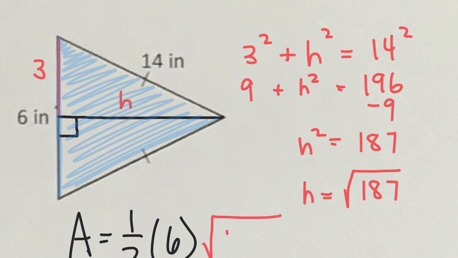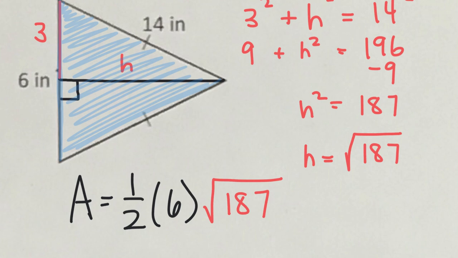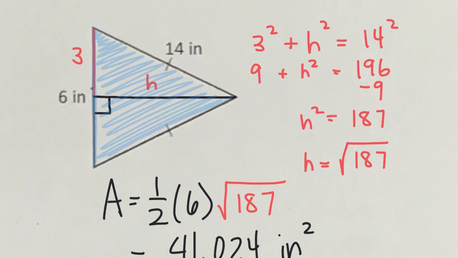And the height is the square root of 187. Okay, so now it matters. Now you can put it in your calculator. 0.5 times 6 times the square root of 187 is 41.024. And we have square inches as your final answer.